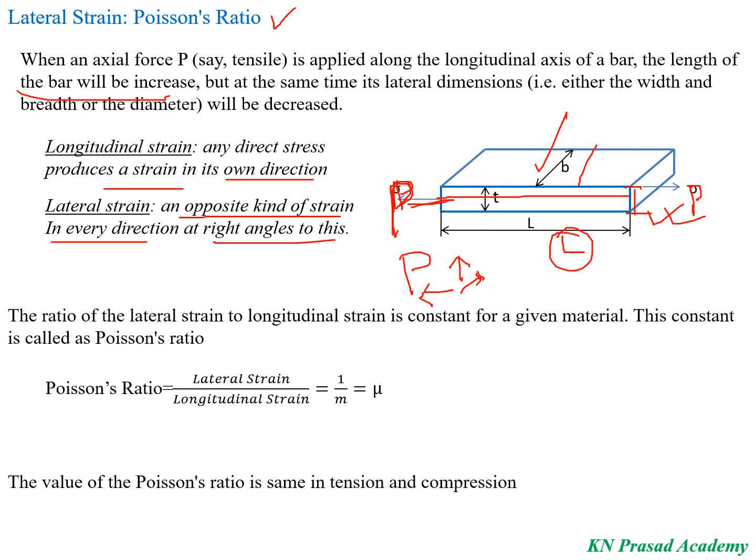The ratio of the lateral strain to the longitudinal strain we call the Poisson ratio, and this is a constant. So when we are applying the forces, the ratio of the lateral strain to the longitudinal strain is a constant. That constant of proportionality we call the Poisson ratio. The symbol we use here is mu, or maybe 1 by m. And the value of the Poisson ratio is the same for tension and also compression.